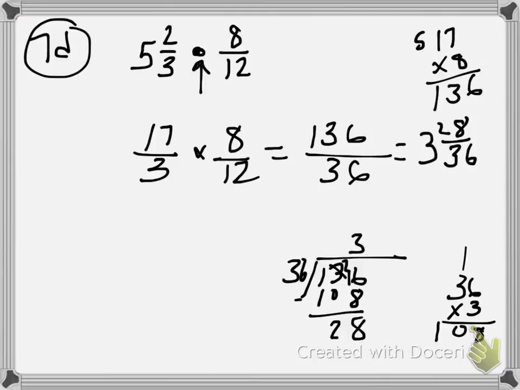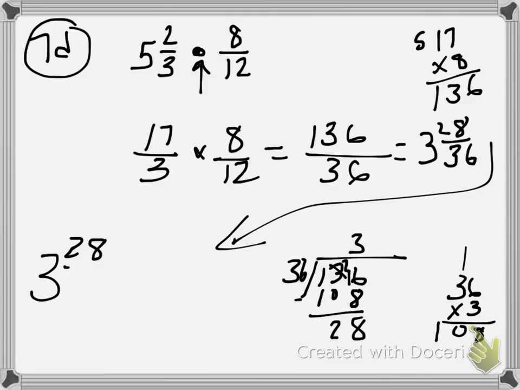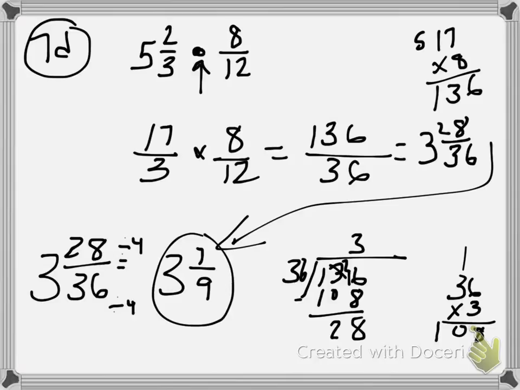And these are both divisible. I'm just going to draw it over here to move it and give myself some room. They're both even. I could divide by 2. Let's see if there's anything else. Oh, they can both be divided by 4. So 28 divided by 4 is 7. And 36 divided by 4 is 9. So I'd have 3 7/9.